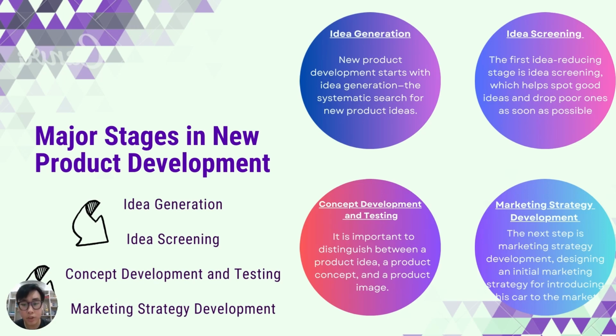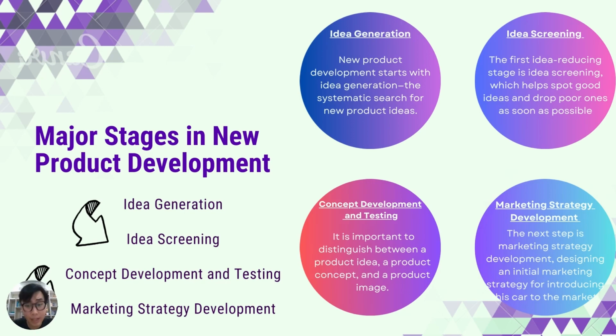The new product development starts with idea generation, the systematic search for new product ideas. A company typically generates hundreds, even thousands of ideas to find a few good ones. Major sources of new product ideas include internal sources and external sources such as customers, competitors, distributors, and suppliers.